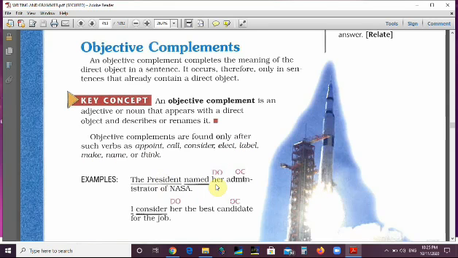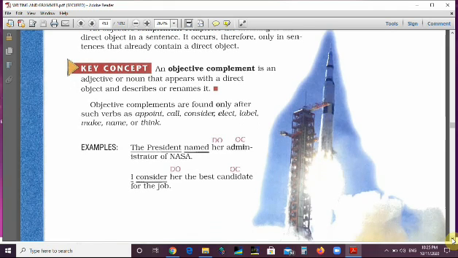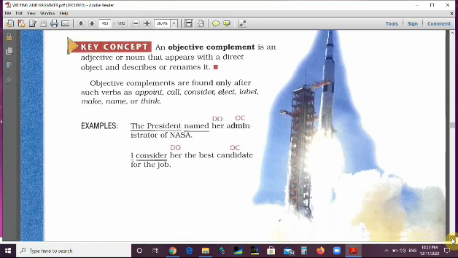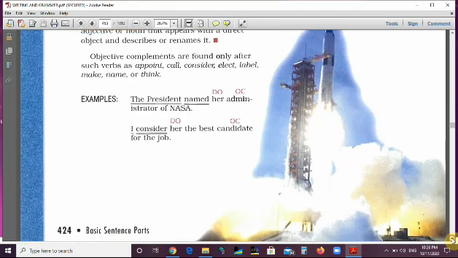The president named her what? Administrator of NASA. So administrator is a noun that appears with the direct object her, and it renames it. So he named her what? Administrator. Administrator is the objective complement. I consider her the best candidate. I consider her what? The best candidate. So candidate is the objective complement.